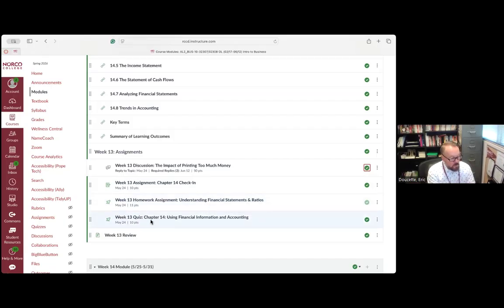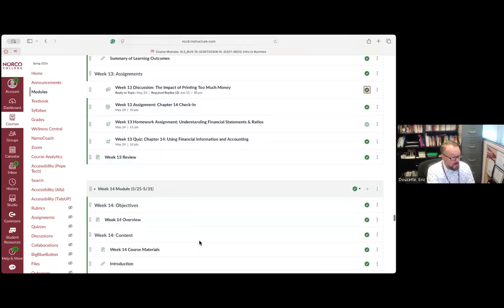And then you have your quiz on chapter 14, which is the using financial information in accounting chapter. So I would say read the chapter, do the quiz, do the homework, do the check-in assignment after the quiz, and then dive into that homework assignment and get started on that discussion post. And that'll lead us into the last module.